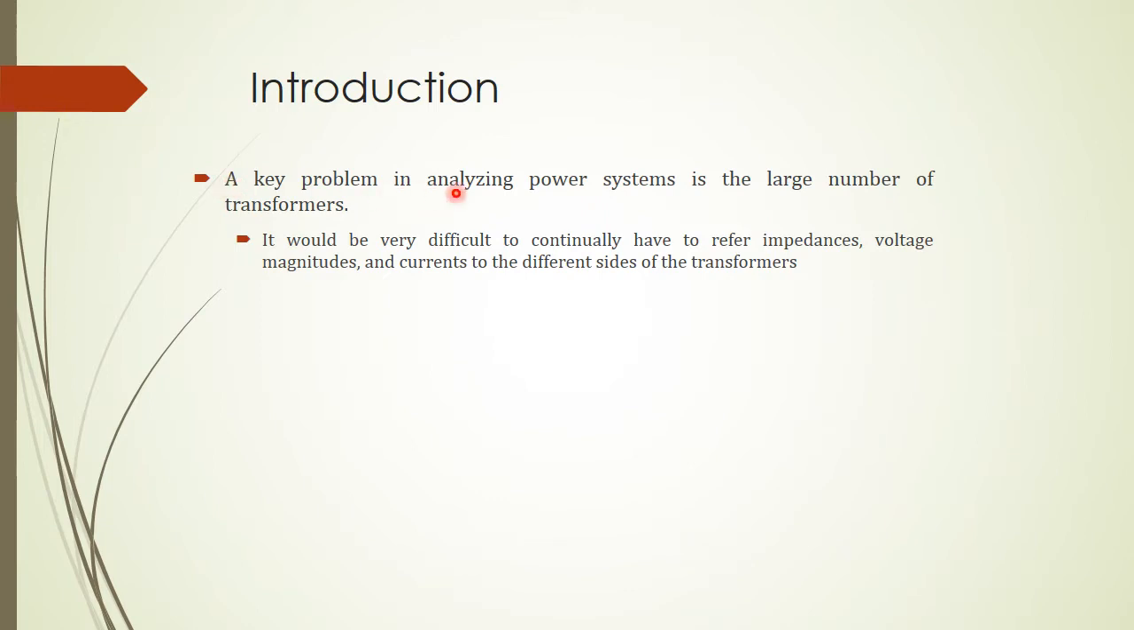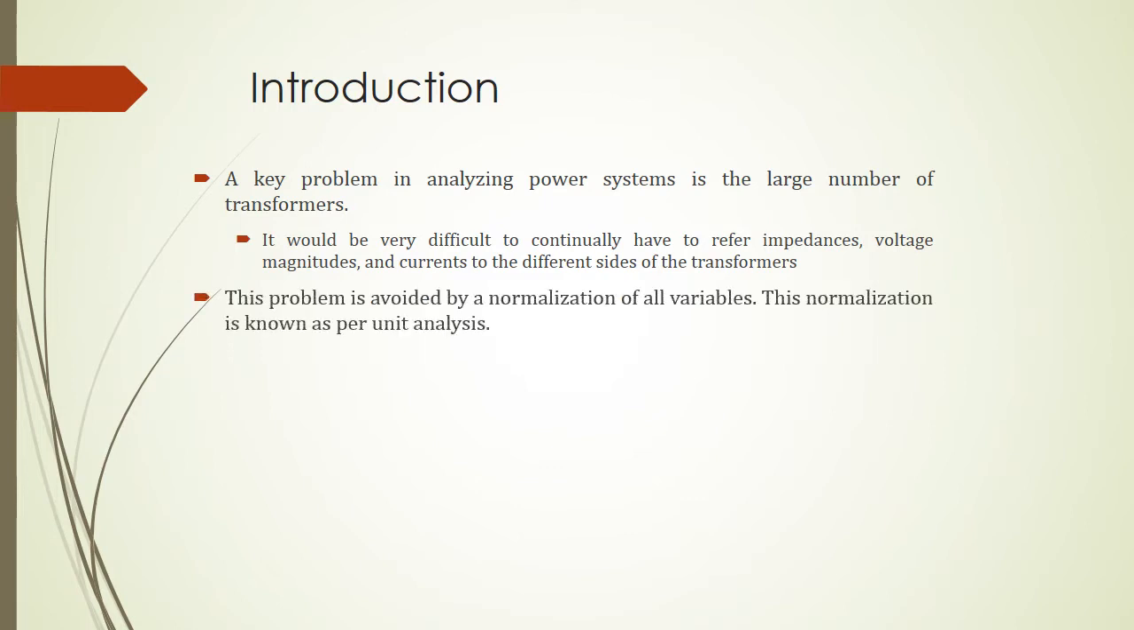A key problem in analyzing power system is the large number of transformers. So it would be difficult to have to refer the impedance, voltage magnitudes and currents to different sides of the transformer. Therefore, this problem is avoided by a normalization of all variables. This normalization is known as per unit analysis. In other words, the per unit method makes our calculation in a power system much easier.